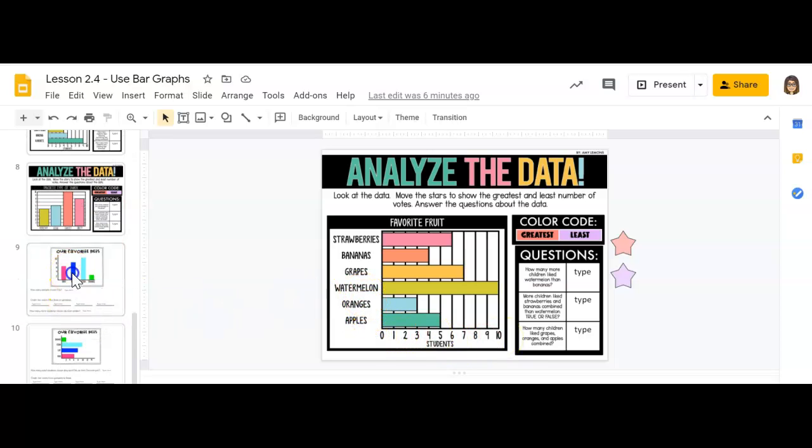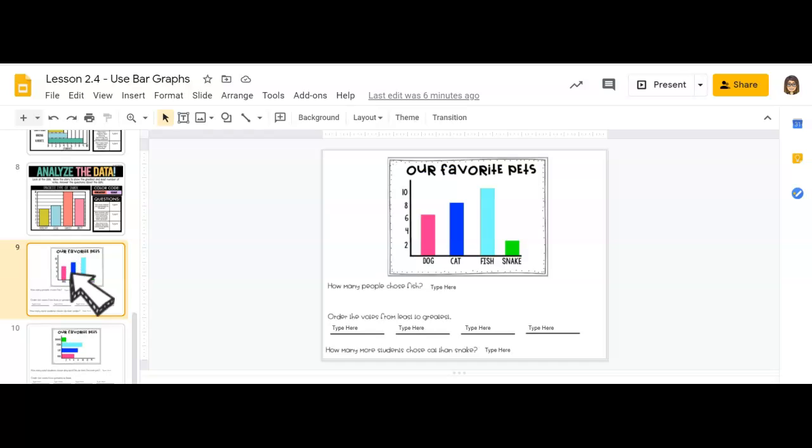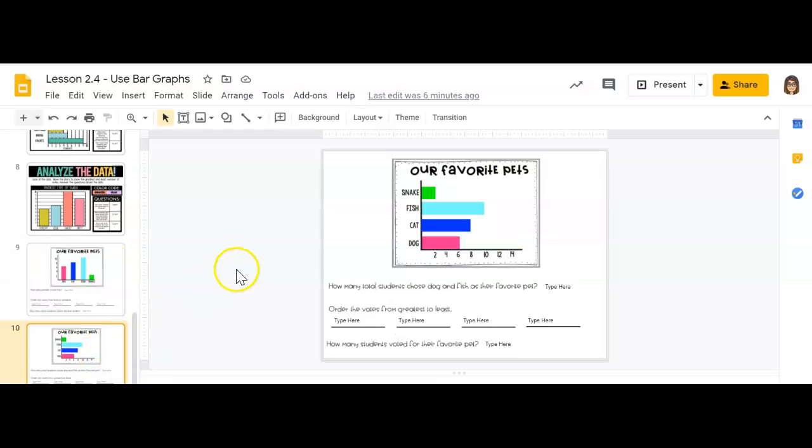Let's go clear to the bottom and look at the last two slides that you're going to answer questions on. These two slides have bar graphs. They have categories, they have numbers, they have bars that represent data, and then there's three questions for you to answer. This one is just how many people chose fish, and this one is a little bit tricky. It says order the votes from least to greatest, and how many more students chose cat than snake. So you can answer all three of those questions using the graph. And then on this slide, same thing. Here's your graph, and here's three different questions.